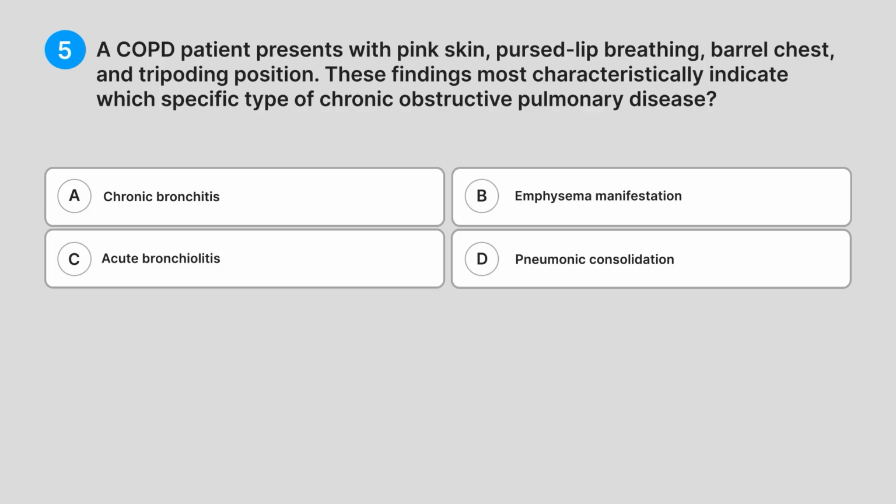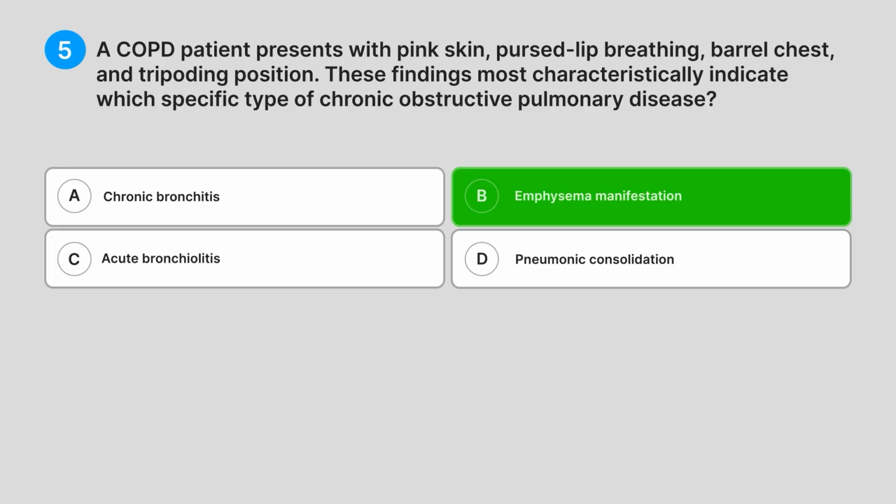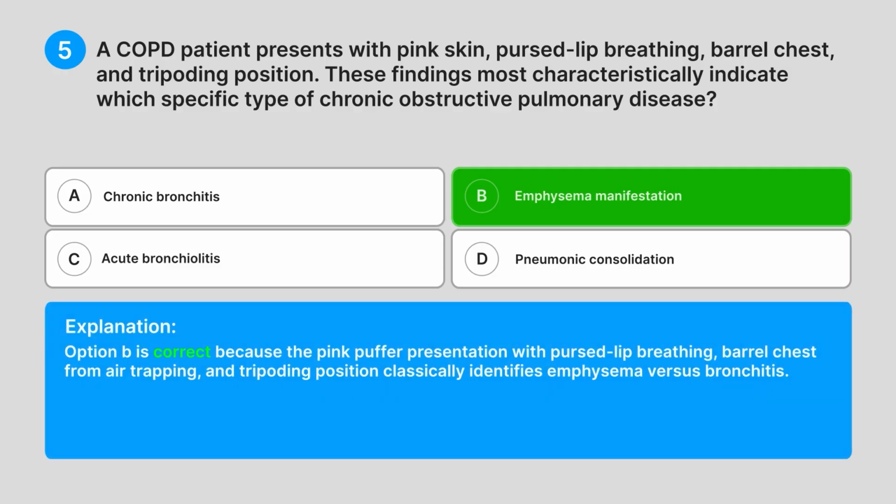Correct answer. B. Emphysema manifestation. Explanation. Option B is correct because the pink puffer presentation with pursed lip breathing, barrel chest from air trapping, and tripoding position classically identifies emphysema versus bronchitis.